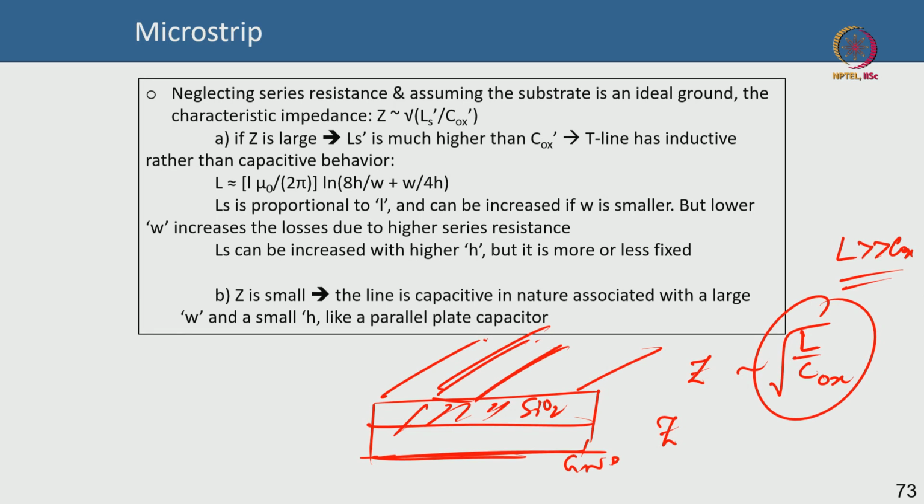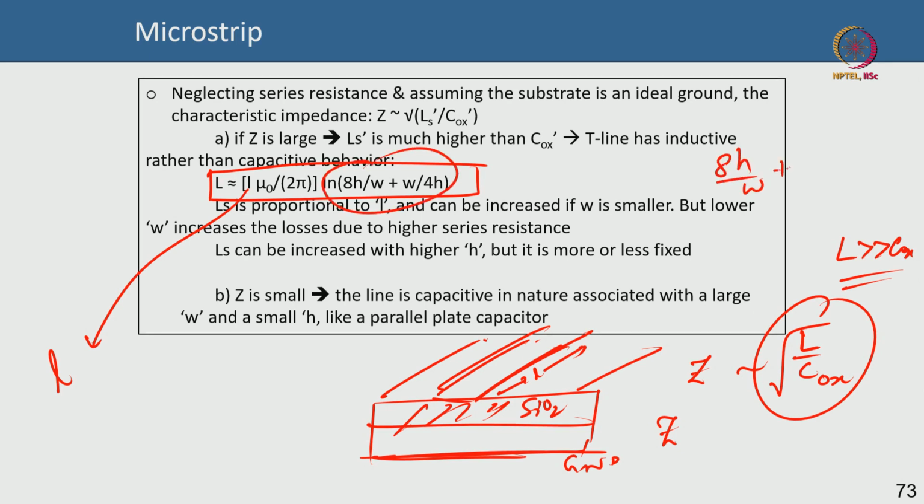There's an expression here that goes like this, where this L is basically the length of the line. Of course, as you increase the length of the line, your inductance is going to increase, but it also is going to increase your real estate. You are going to use up a lot of area in your wafer. So the way to increase the inductance is to look at this expression. This expression is 8H by W plus W by 4H. So inherently this factor dominates.